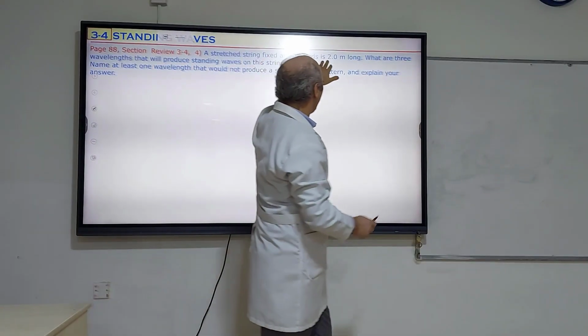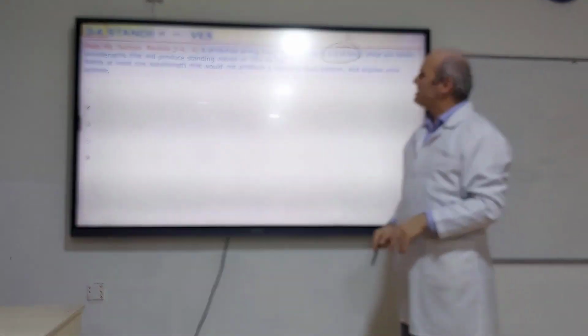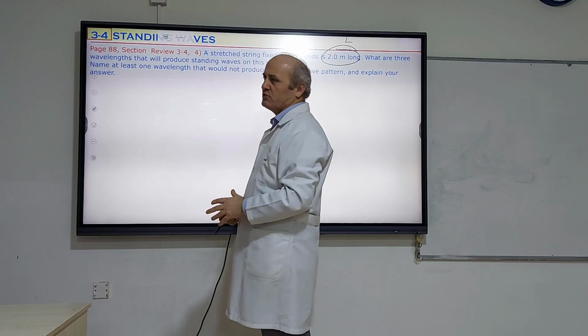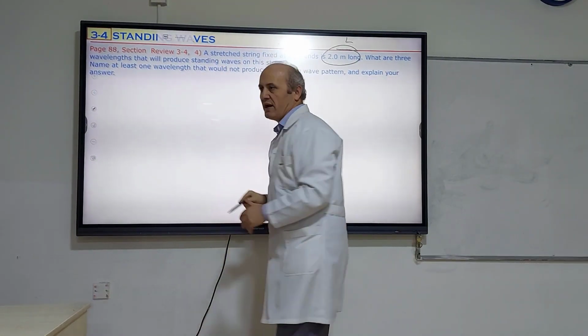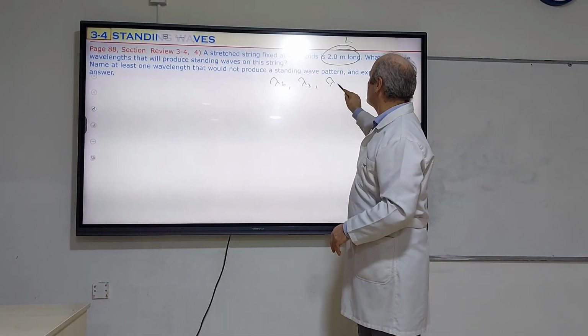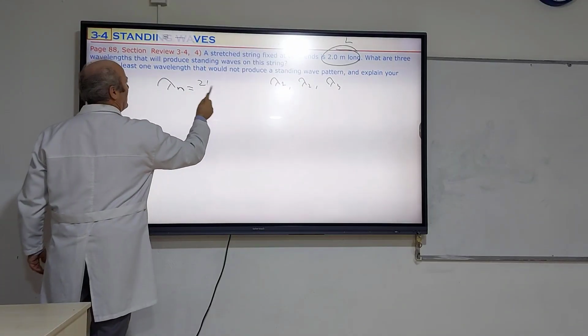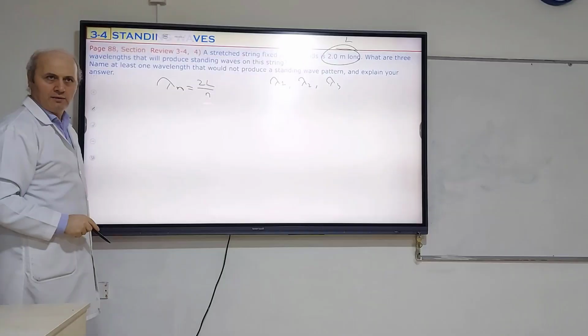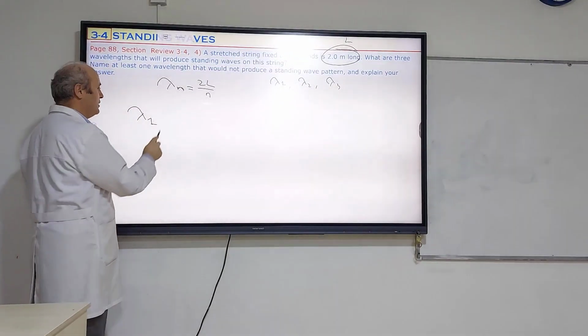For example, a string fixed at both ends, whose length is equal to 2 meters. What are 3 wavelengths which will produce standing waves on the string? Find lambda 1 which produces a standing wave, find lambda 2 which produces a standing wave, find lambda 3 which produces a third order standing wave. Use the equation. Which equation? Lambda is equal to 2L over n.